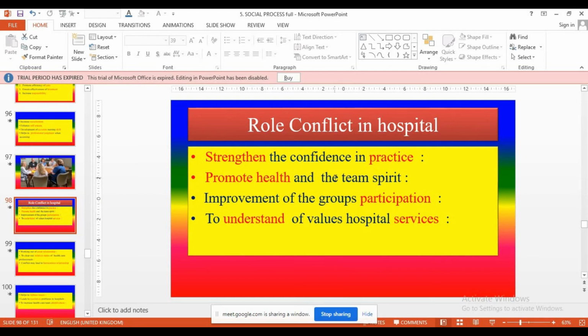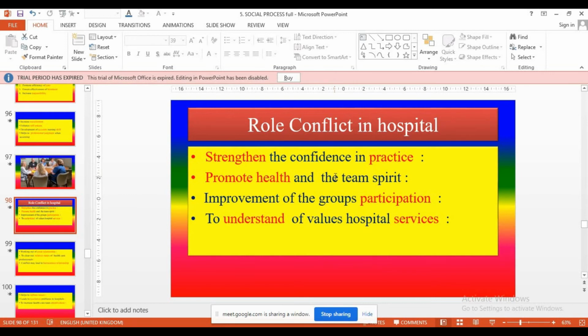Next, promote team spirit. For example, a particular unit of the hospital competing with other units promotes team spirit and provides better healthcare service. Next, group participation. Through conflict, every member can be allotted their responsibilities, and every member actively participates in a particular group in the hospital and efficiently provides these services.